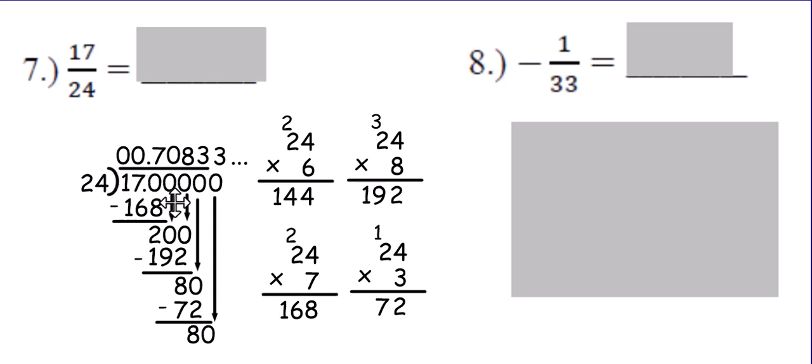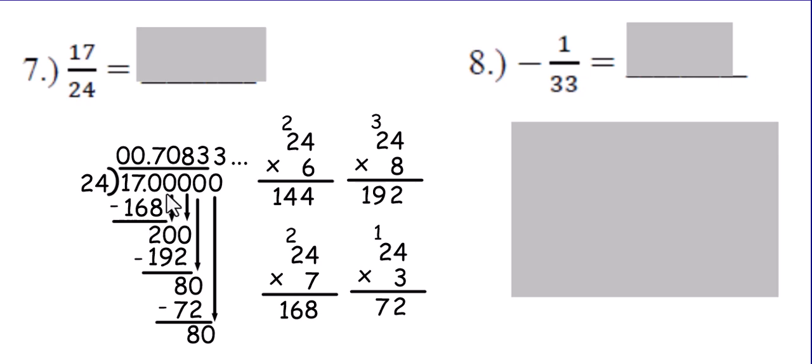24 into 170 was not something I knew off the top of my head, so you can see I started with 24 times 6, and then I did 24 times 7, and recognized the 24 is going to go into 170 7 times. That's going to get us 168. We get a remainder of 2.